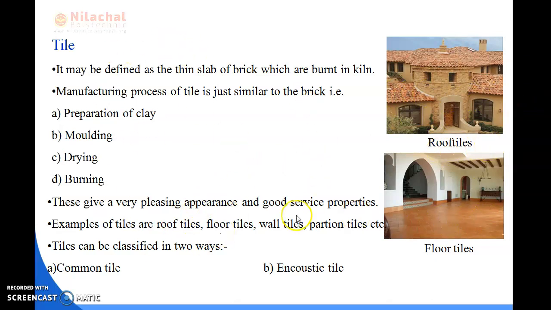The classification of tiles will be discussed in the next slide.